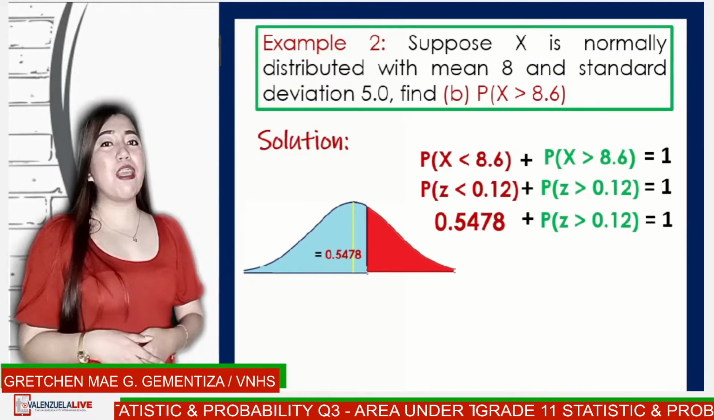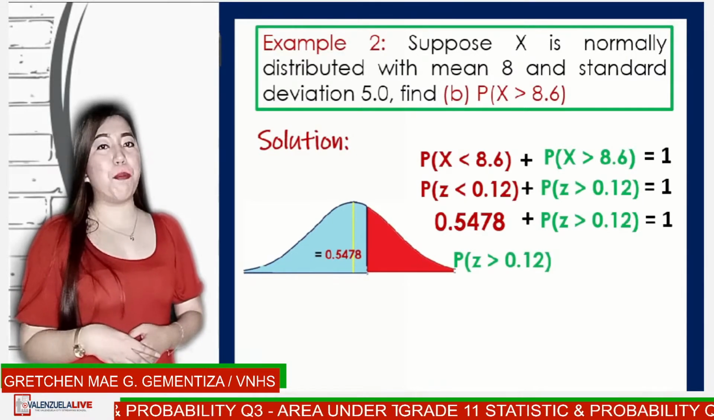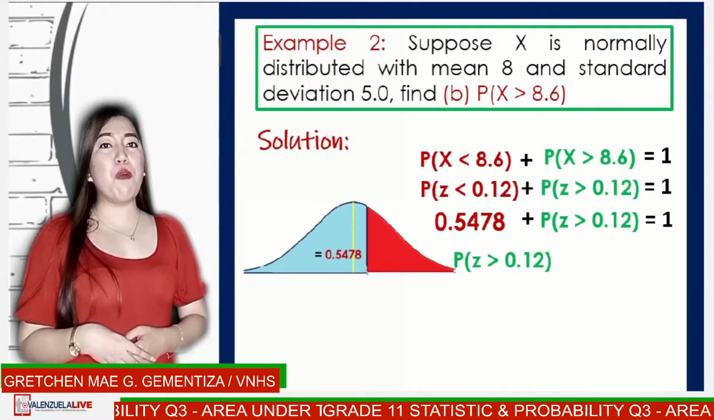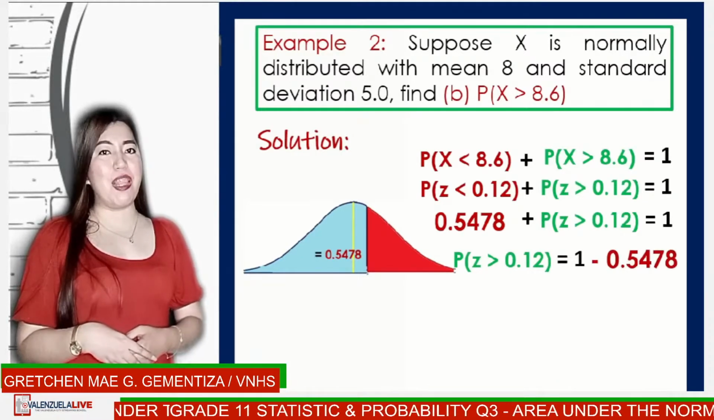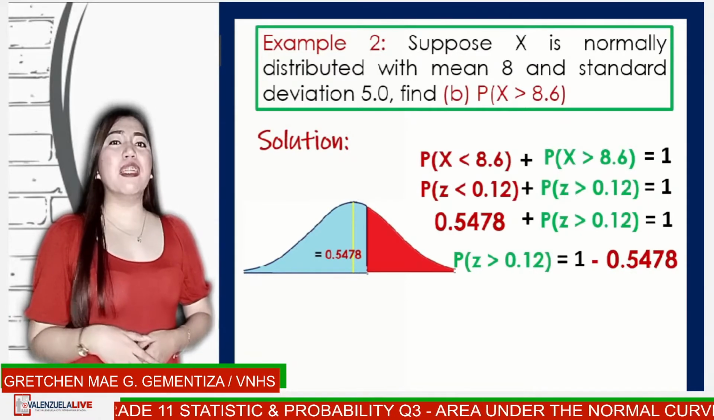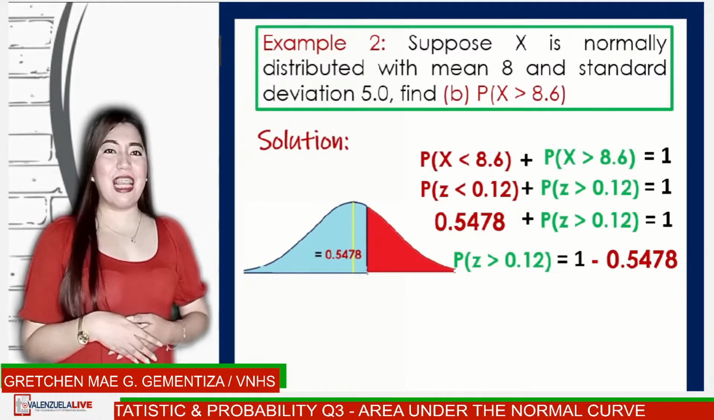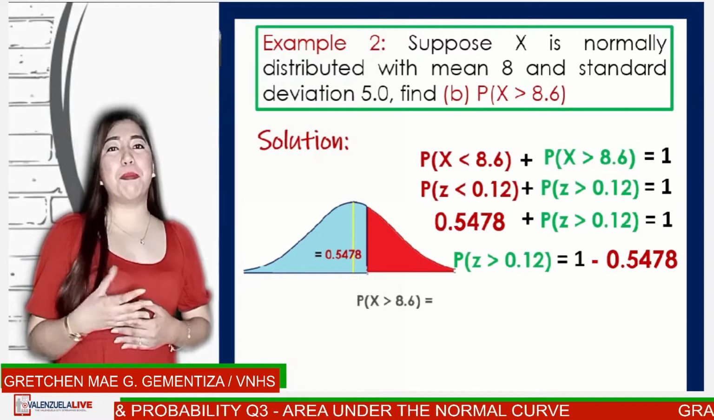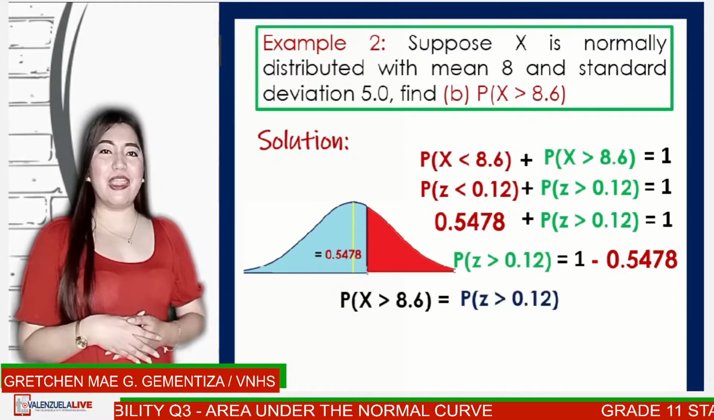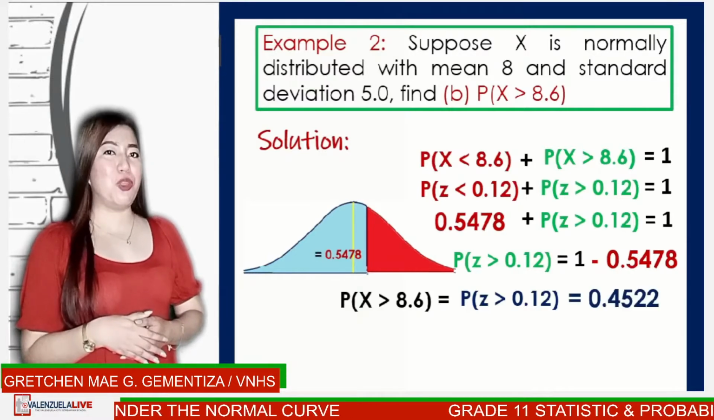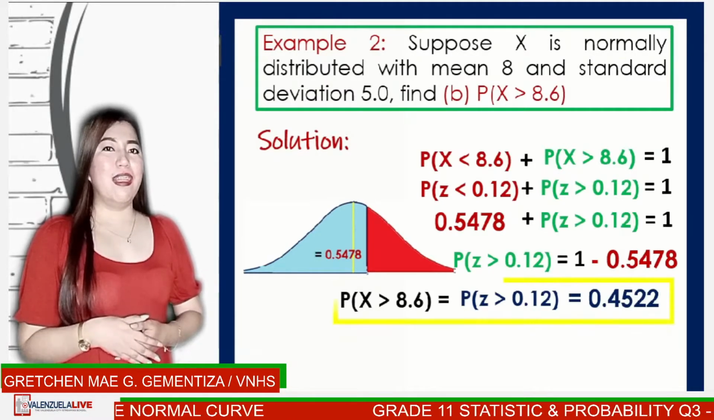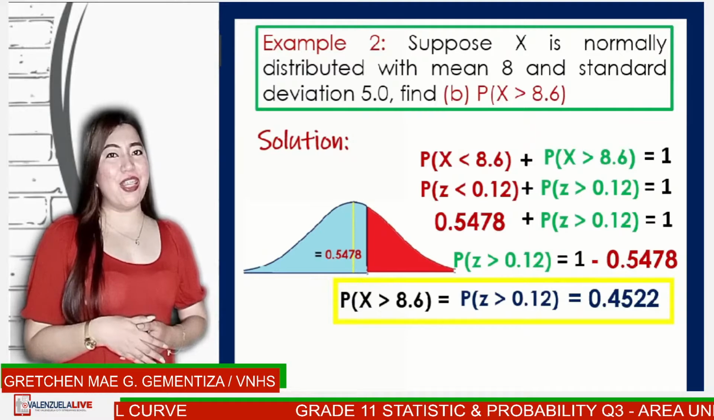Solve the probability of z greater than 0.12. This is equal to 1 minus 0.5478. Therefore, the probability of x greater than 8.6, or the probability of z greater than 0.12, is 0.4522. Let us now solve letter C.